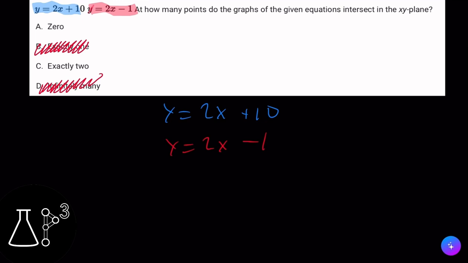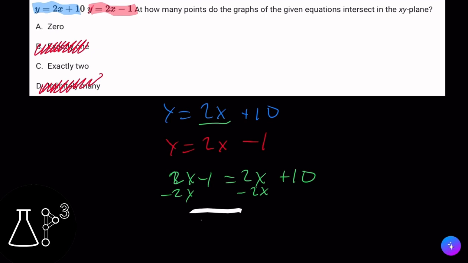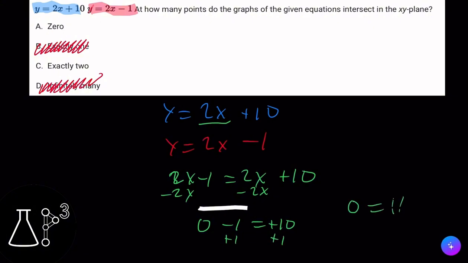Like I said earlier, they both have the same slope. So let me plug y into one of the equations to figure out what happens. If I plug it in, I'm going to get 2x minus 1 equals 2x plus 10. If I subtract 2x on both sides, I'm left with 0 minus 1 equals positive 10. And if I add 1 on both sides, I'm going to get 0 equals 11. There's no x value, and because there's no x value, this specific question has no solution.